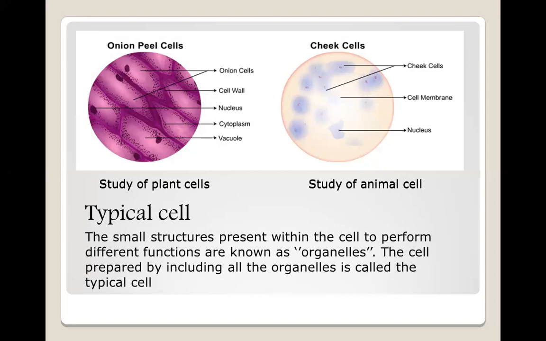Typical cell. The small structures present within the cell to perform different functions are known as organelles. The cell that includes all the organelles is called the typical cell.